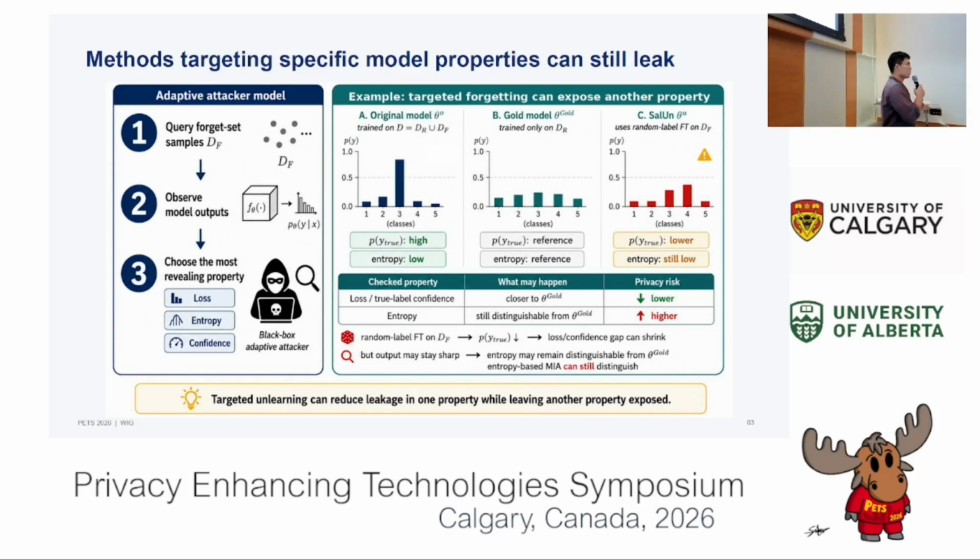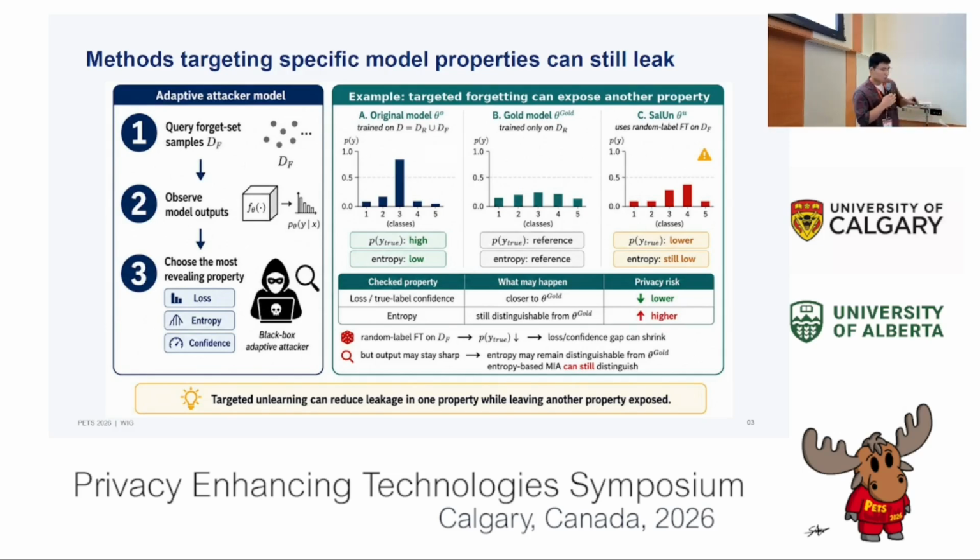So in our research, we found out that a method targeting a specific model property can still leak information in other model properties. So let's assume that we have an adaptive attacker. He will query the forget set sample, observe the model output, and likely choose the model property that will reveal the most information.